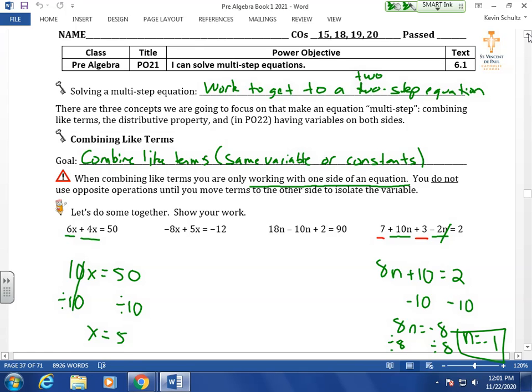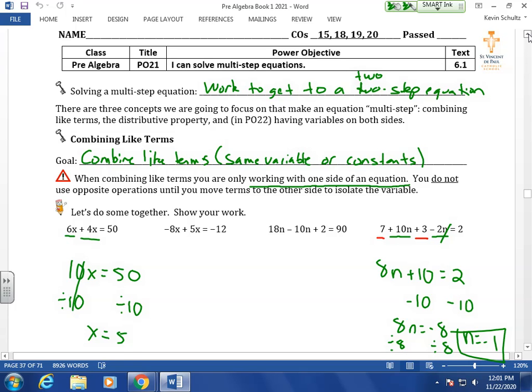Okay, so I hope that you were seeing here that it's really not a new concept that we're learning today. It's kind of the combination of PO15 and PO20, in that you'll have to simplify one side of the equation first by either combining like terms or distributing. Once you do that, then you've got your two-step equation that you can solve. Okay, so it's PO15 first, then PO20.